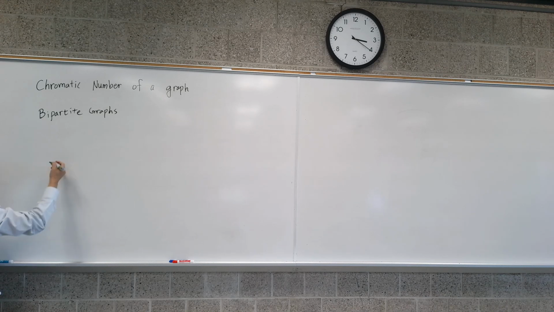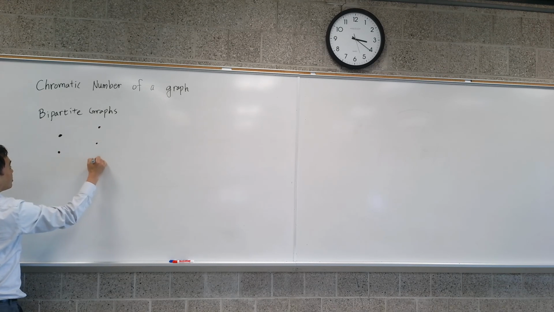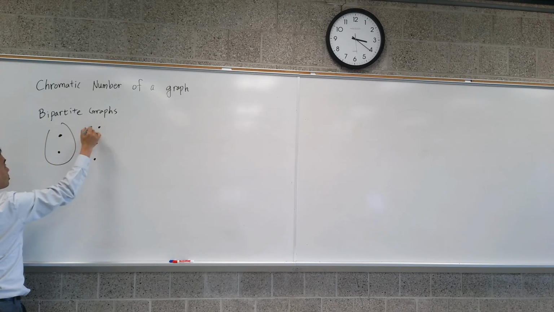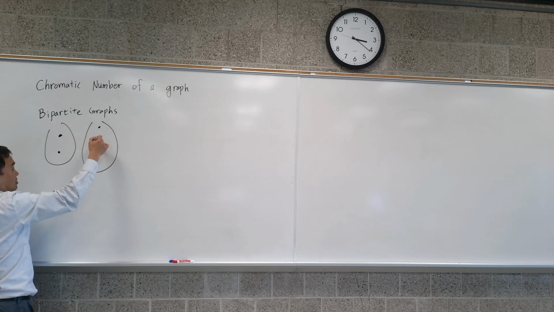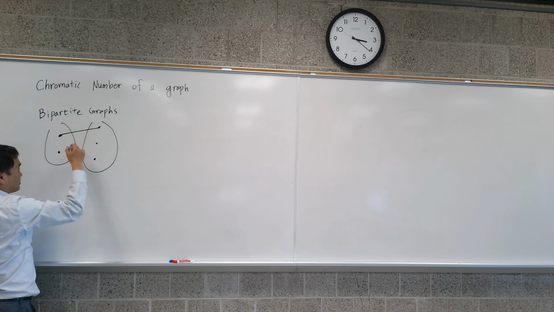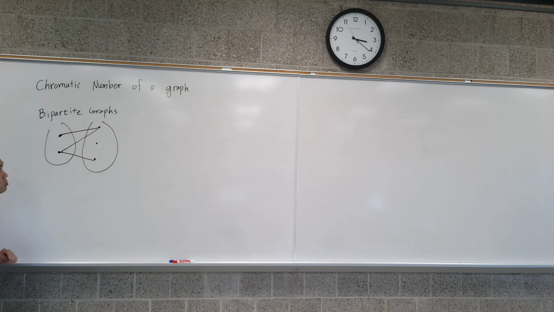So bipartite graphs are graphs such that you have two different groups of vertices, and any edge that lives in this graph is connecting different groups, and you never connect between the two. So this is not permitted, but this is okay. This is okay. That's okay.